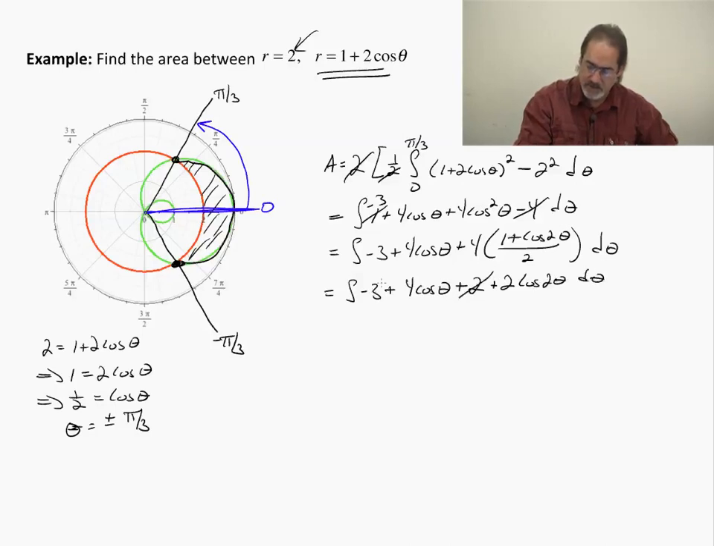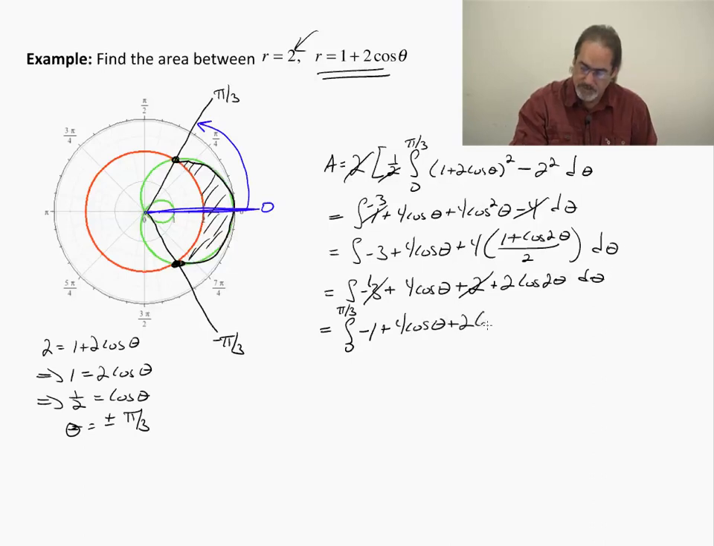So obviously these are going to cancel out and give me simply a -1. So what I'm going to actually integrate from 0 to pi over 3 is -1 plus 4 cosine theta plus 2 cosine 2 theta d theta. That's going to be equal to negative theta plus 4 sine theta plus sine 2 theta evaluated from 0 to pi over 3.